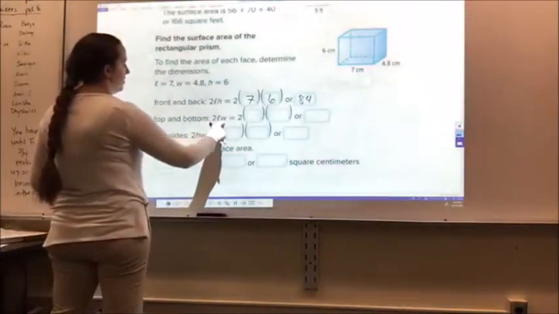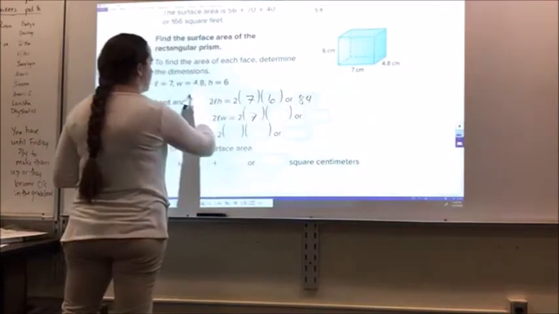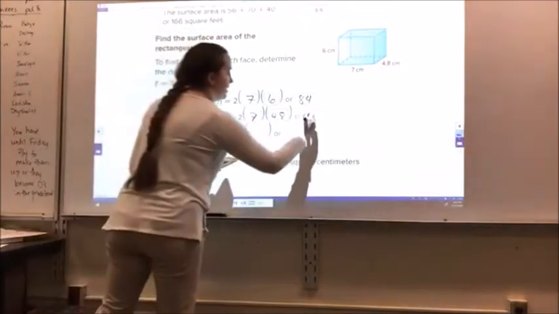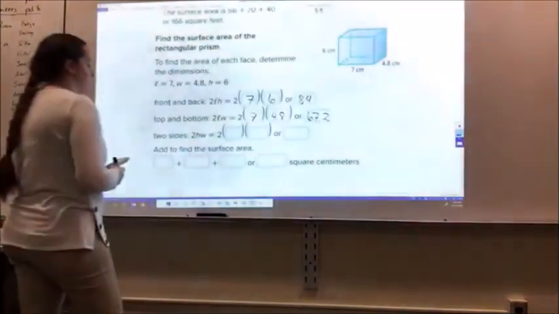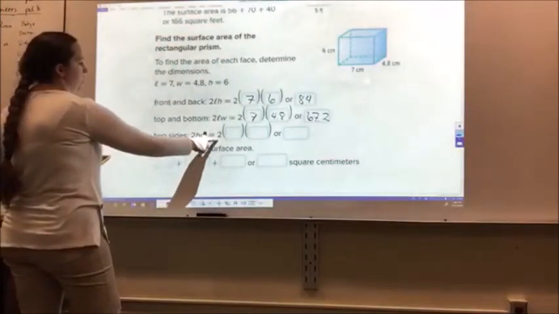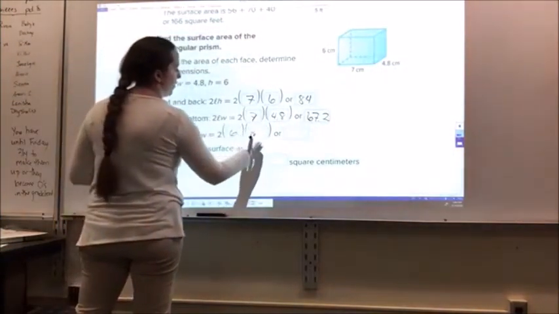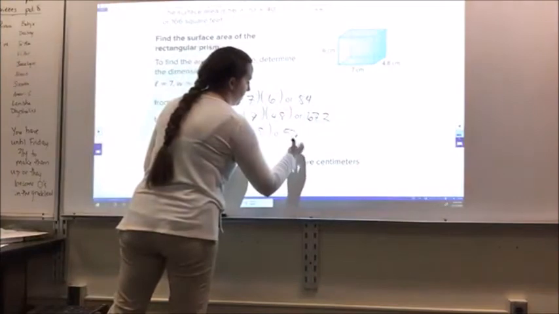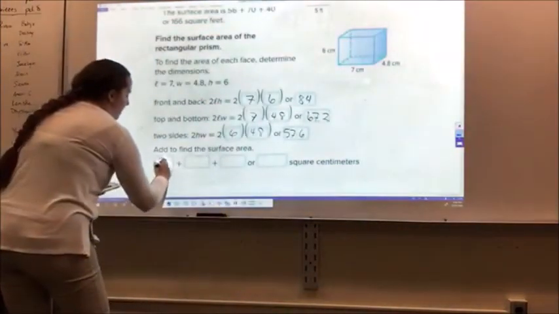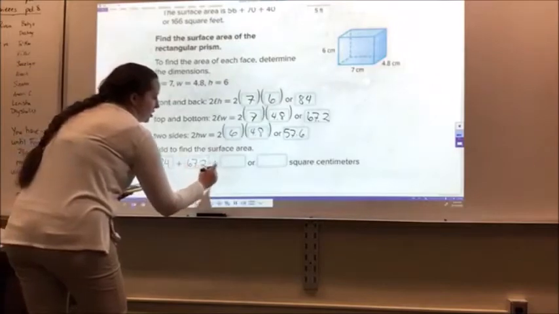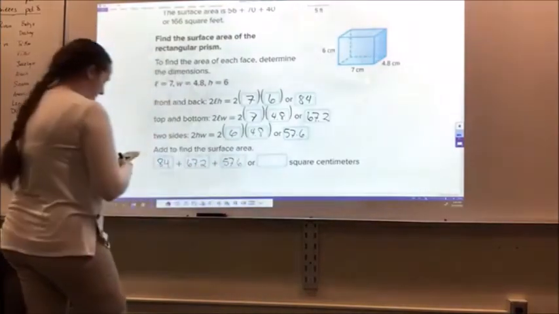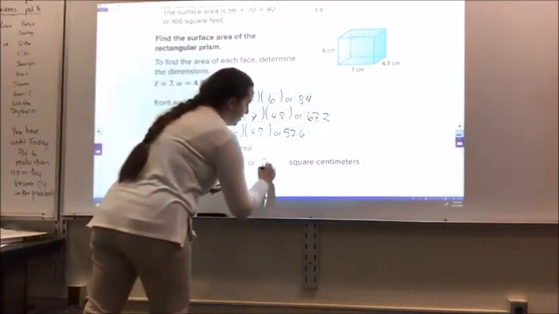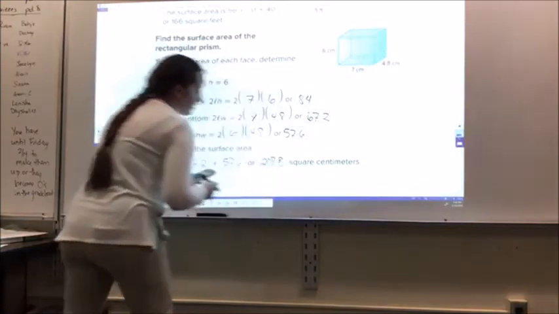Top and bottom is 2LW. Well, L is 7, W is 4.8. So 7 times 4.8 times 2 is 67.2. And then two sides, 2HW is 2 times 6 times 4.8, which gives me 57.6. So I have 84 plus 67.2 plus 57.6. I add those together, and I get 208.8 square centimeters.